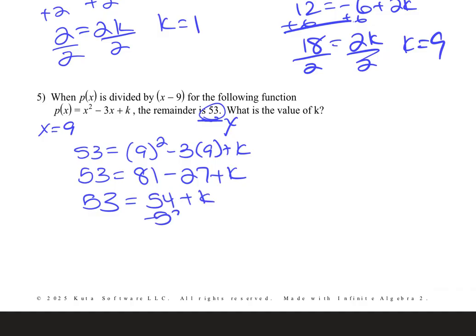Look at that. All that work and we get all those big numbers and you get negative 1.